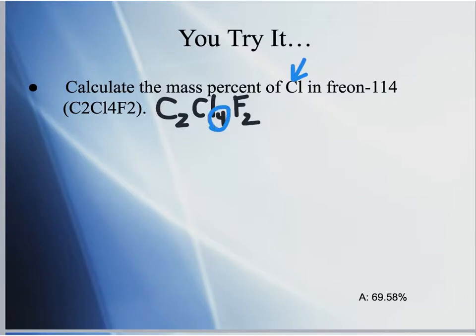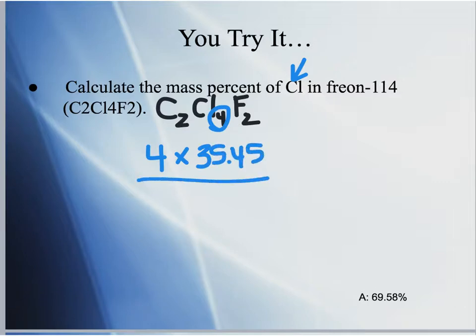There's 4 atoms of chlorine in this molecule. So we're going to do 4 times the molar mass of chlorine, which is 35.45. And then we're also going to take the whole mass of the entire molecule, so add up all of those atoms together, and we're going to put that on the bottom. So that's 203.82.